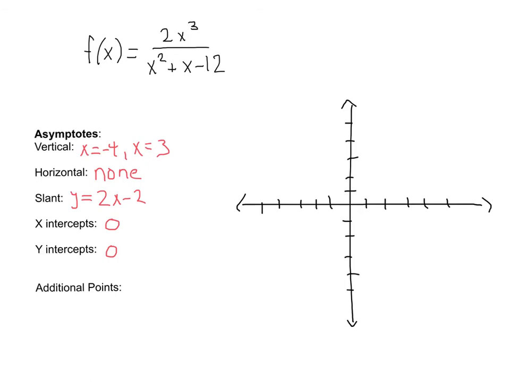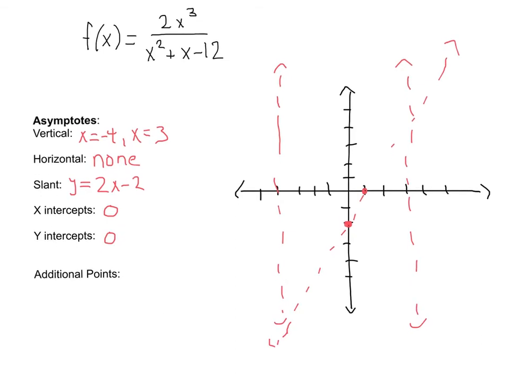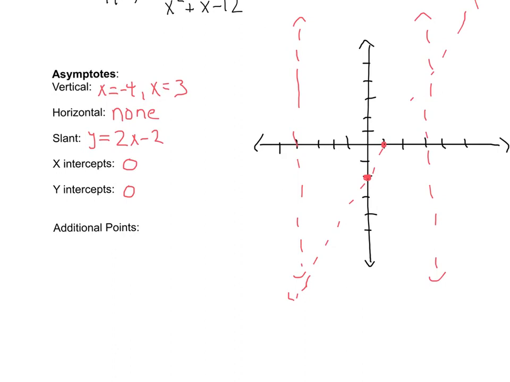Let's go ahead and plot what we have. We've got x equals negative 4. We've got x equals 3. We've got y equals 2x minus 2. My y-intercept's at negative 2, up 2 over 1. So my slant asymptote is going right in there. And it's going to be important. Let's give ourselves a little bit more room because we're going to want to see where these cross down here. So I'm just extending our graph just a little bit.